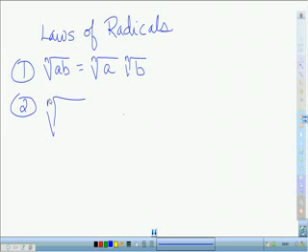The second law is the nth root of a divided by b is equal to the nth root of a divided by the nth root of b.